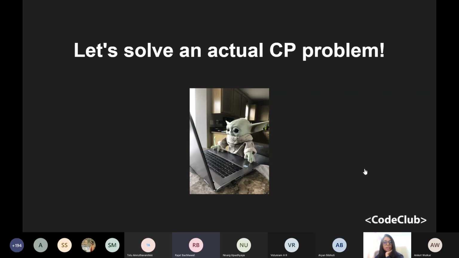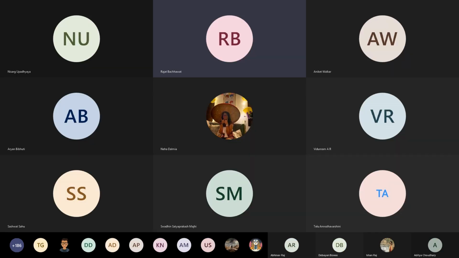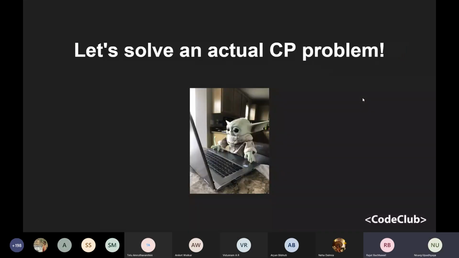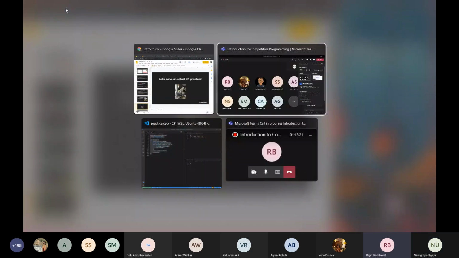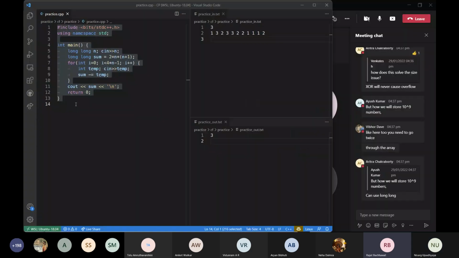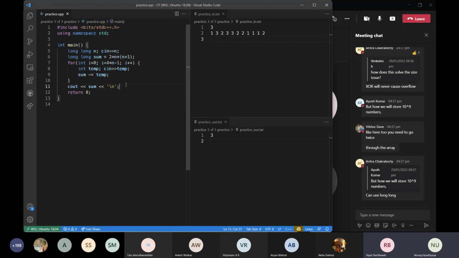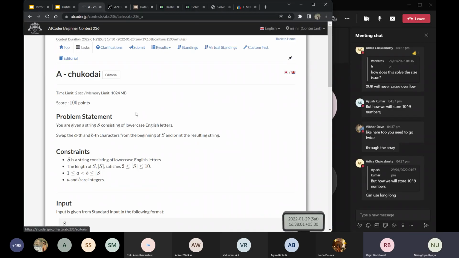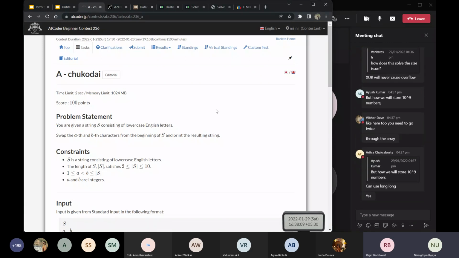So now Nisarg will be solving an actual problem on an actual competitive programming platform for you all. Okay, yeah. Hi, everyone. I will just reshare my screen so that my IDE is also visible. All right. I hope my screen is visible. If someone can confirm with a +1. All right. Okay, that works.